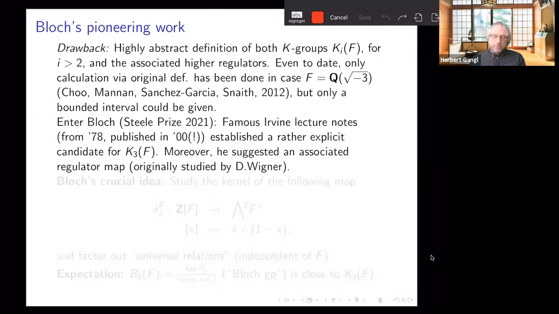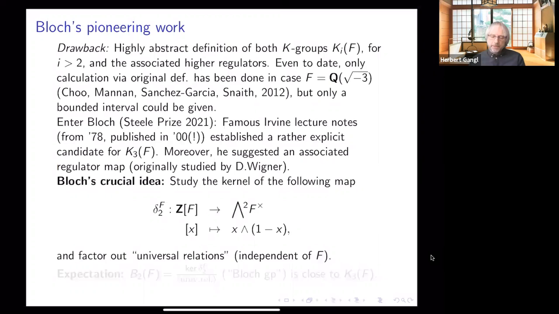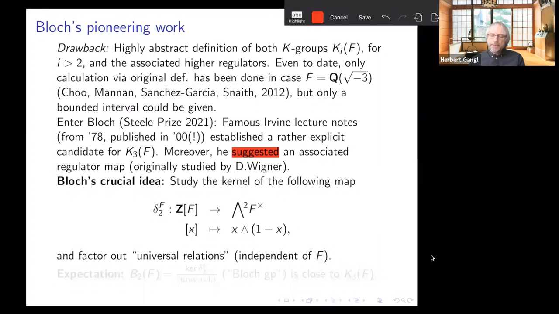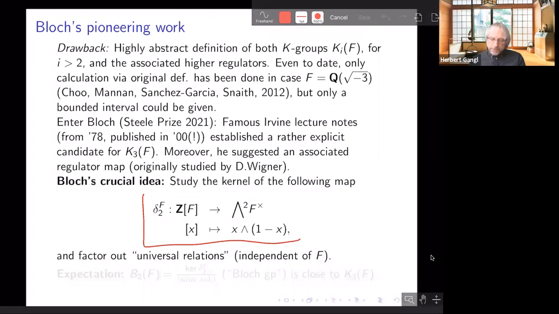So it was not that there was nothing known at all apart from the abstract construction, and he came up with an idea, and even together with an associated map, which then turned out to play the role of a regulator. So the idea is to study the kernel of the following map. So this is the crucial map that we'd like to understand.